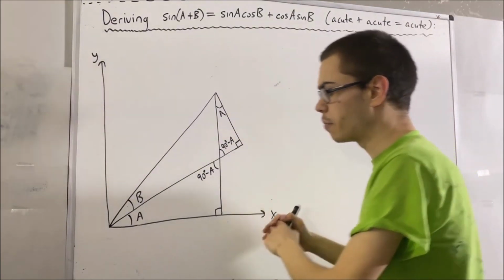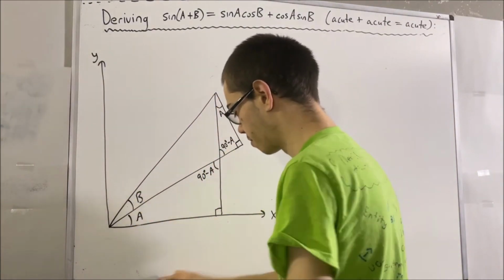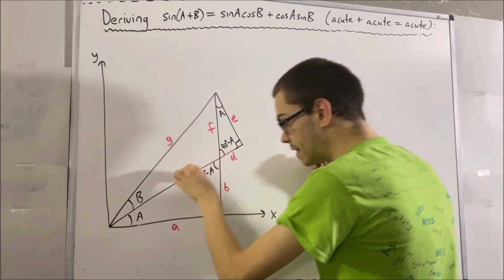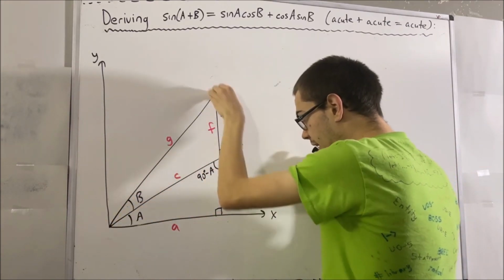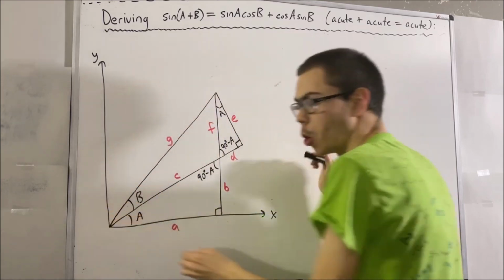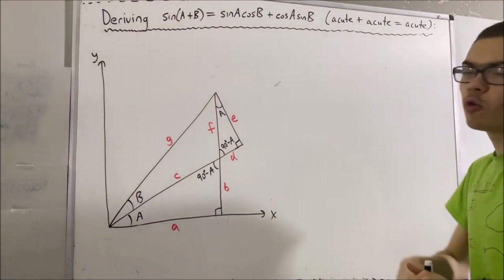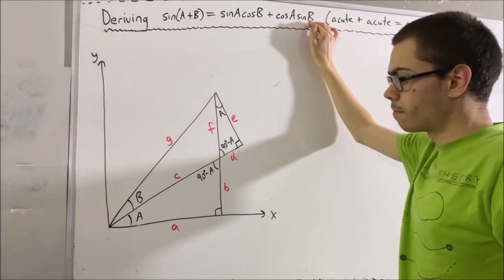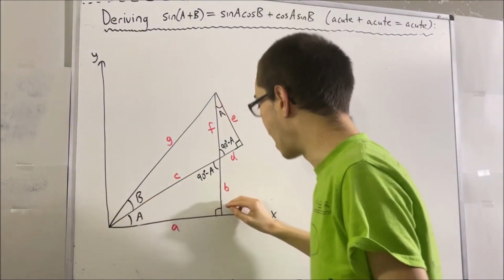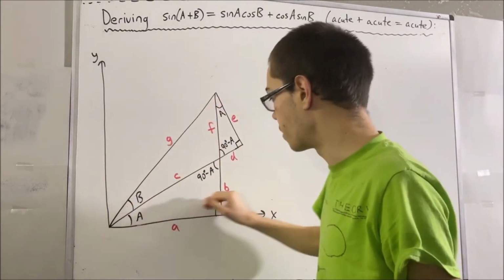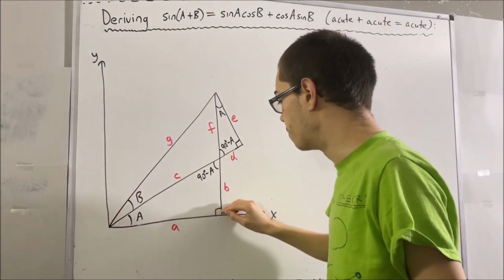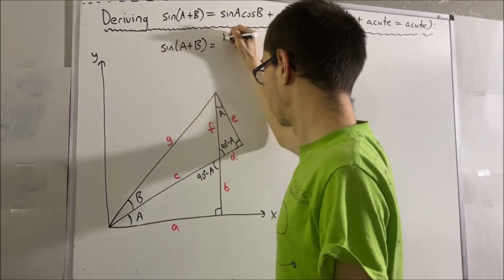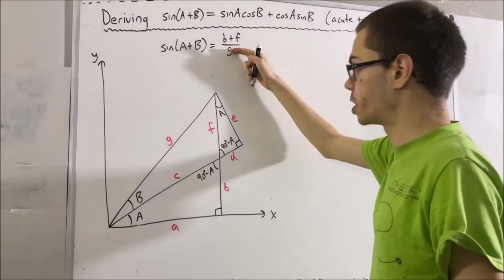Now what I'm going to do is I'm going to give each of these side lengths some names. So really we have side lengths A, B, C, D, E, F, and G. So hopefully that labeling is clear. But now we want to show that the sine of A plus B is equal to this. Now really, the sine of A plus B is just opposite over hypotenuse for this right triangle. So really we have sine of A plus B equals (B plus F) over G. And really this is just B over G plus F over G.